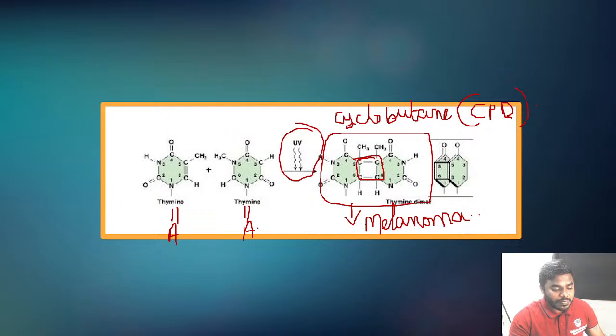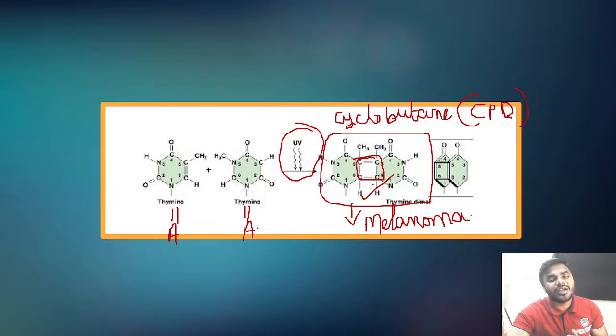So what is this pyrimidine dimer? Two thymine molecules associated with each other, and they form a particular bridge. That particular bridge we call the thymine dimer bridge. And what is the function of this particular thymine dimer? What happened? Instead of pairing with two adenines, they are pairing with each other.